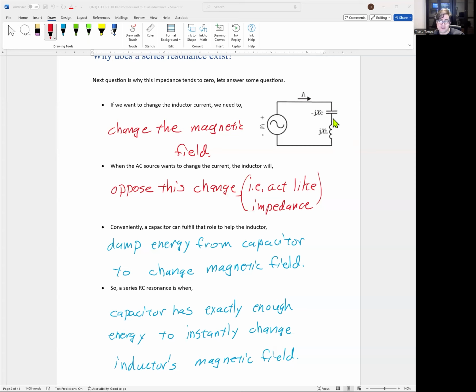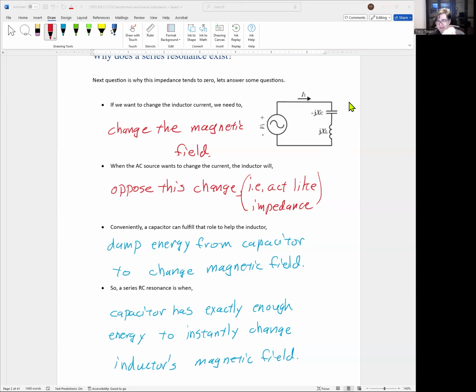So it's perfectly tuned where if I need 500 units of energy for the magnetic field, the capacitor immediately has exactly 500 units of energy, and they're swapping energy back and forth between the inductor and capacitor. And they just do it back and forth forever. That's how I like to imagine it. It's like playing ping pong ball with energy.